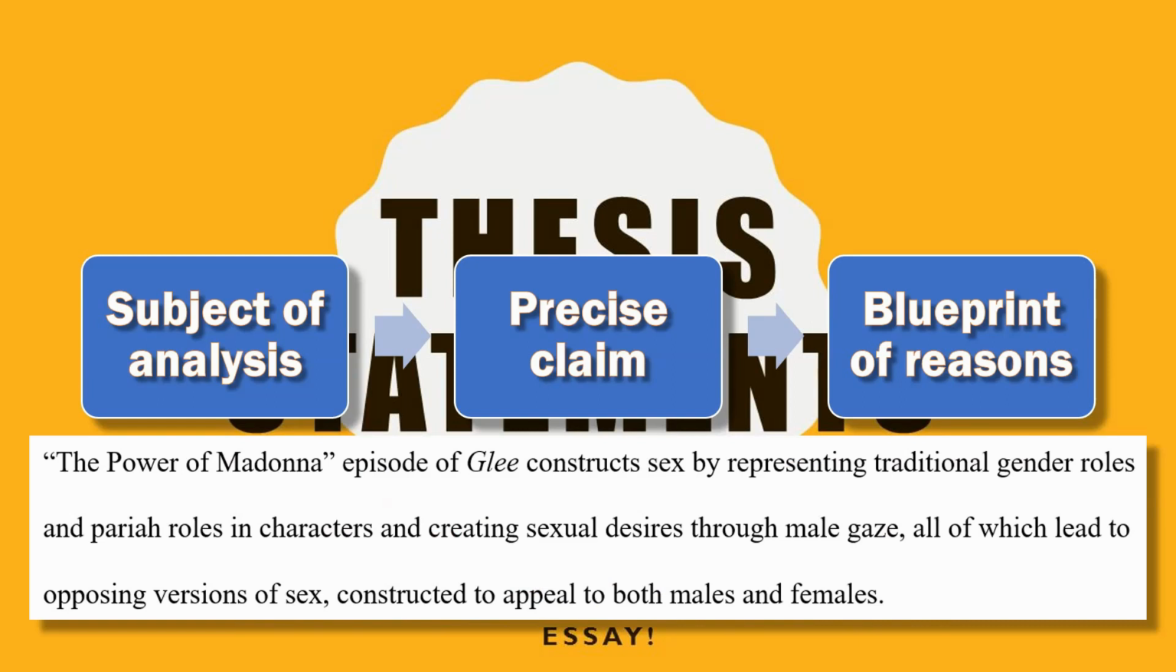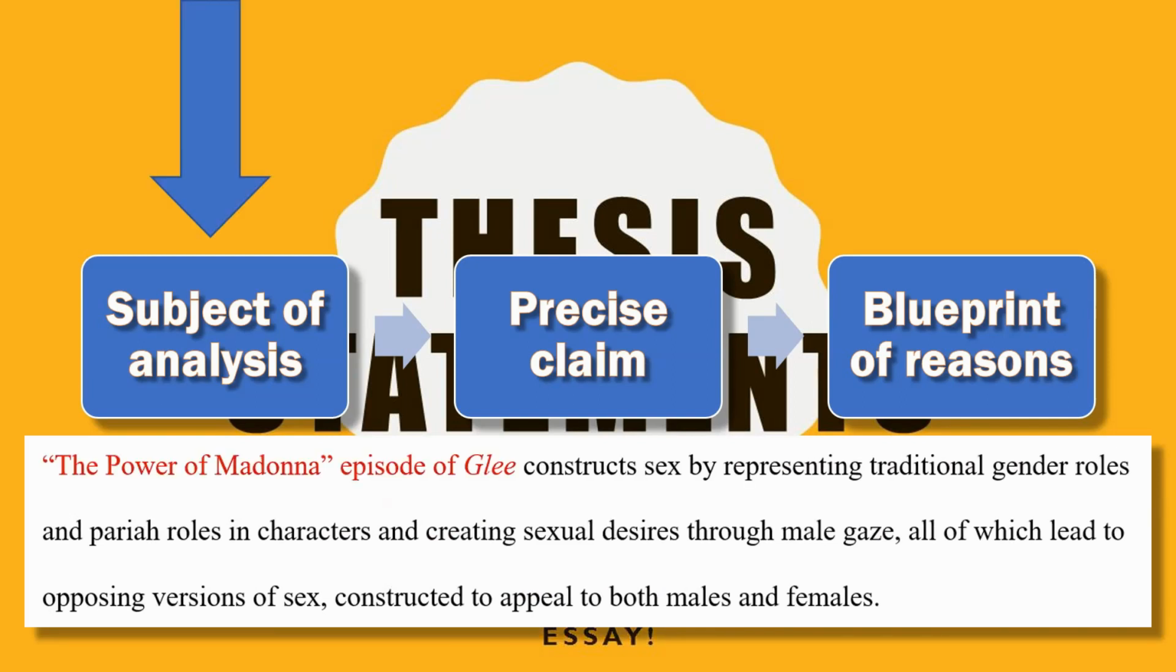The Power of Madonna episode of Glee constructs sex by representing traditional gender roles and pariah roles and characters and creating sexual desire through male gaze, all of which lead to opposing versions of sex constructed to appeal to both males and females. So, point by point, subject of analysis?